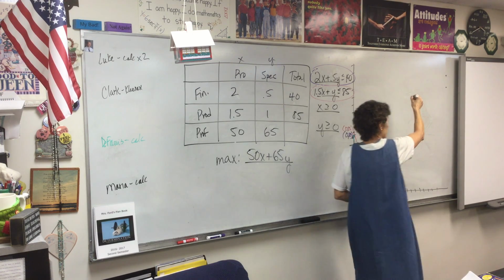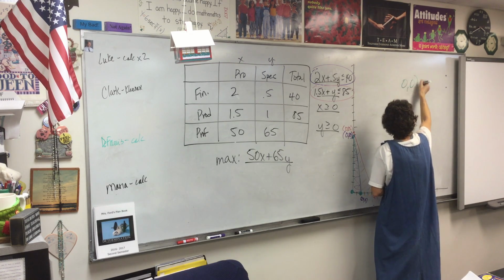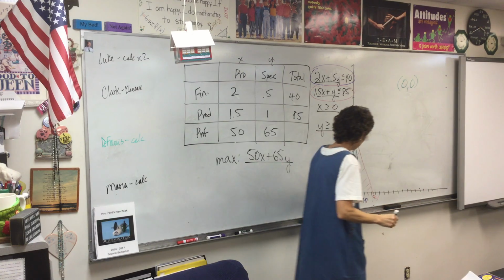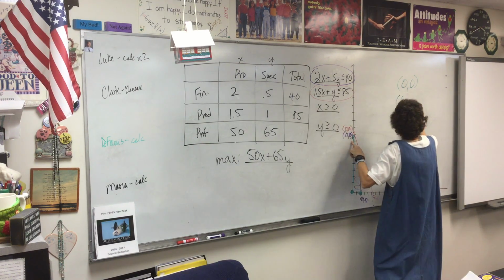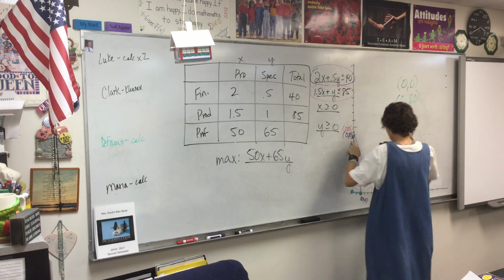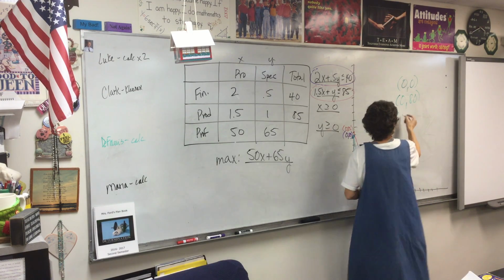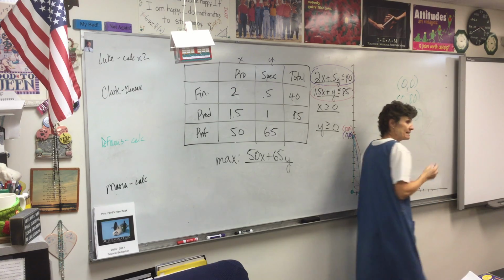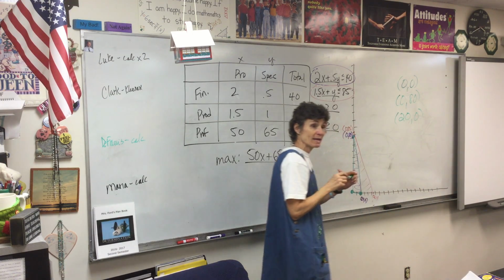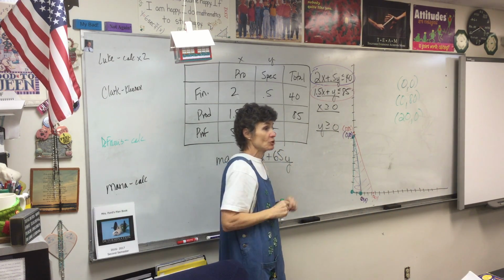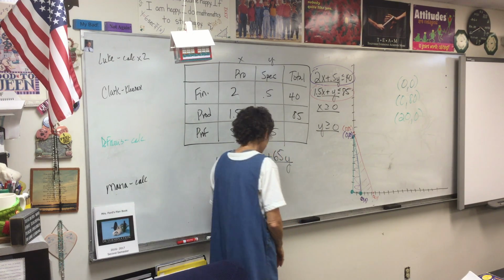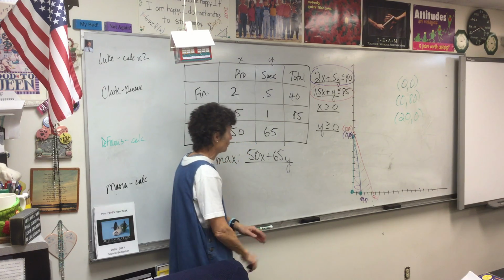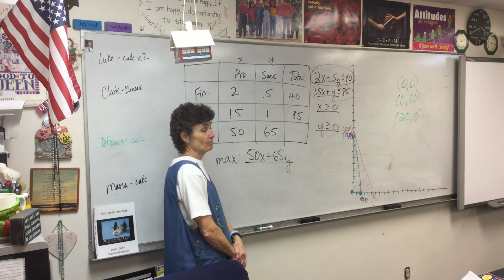So now I'll write down my points. One of them is 0, 0, absolutely. One of them is 0, 80. And one of them is 20, 0. So actually, it made it a little easier this time, because remember the other times we had to do some substitution and elimination? All right, so those are the corners of what we call the feasible region. Now what do I do?